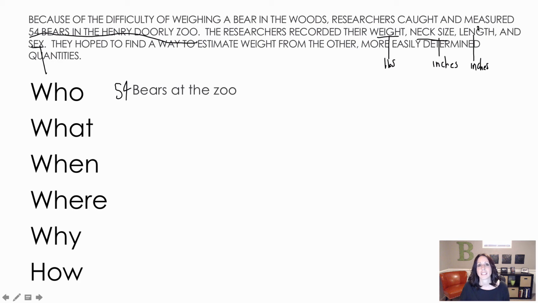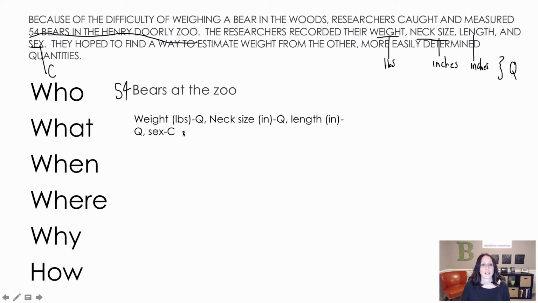The weight, the neck size, and the length, these are all quantitative variables, where we're actually going to record a number, whereas sex is a categorical variable. So again, weight, pounds, neck size, length, sex, categorical. When? It doesn't say in here at all when it was recorded, so we just say it isn't given. Where was it recorded? It was recorded at the Henry Dorley Zoo, which is in Omaha.